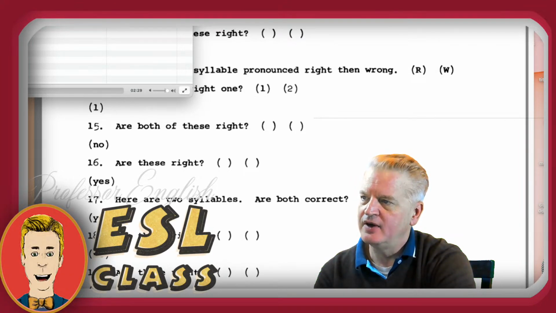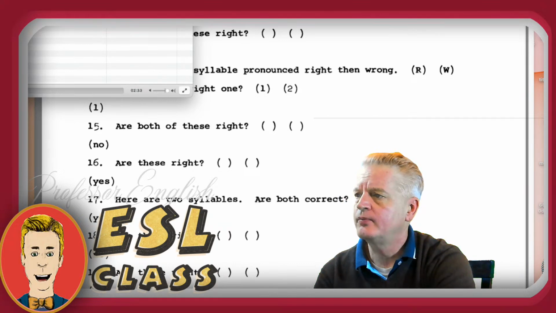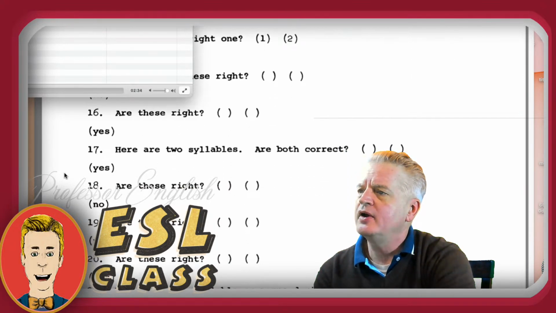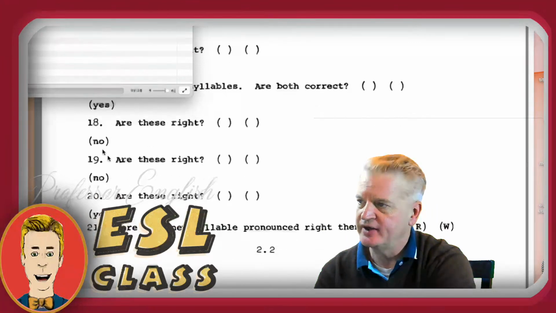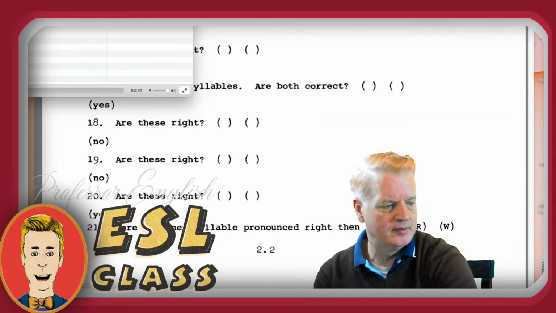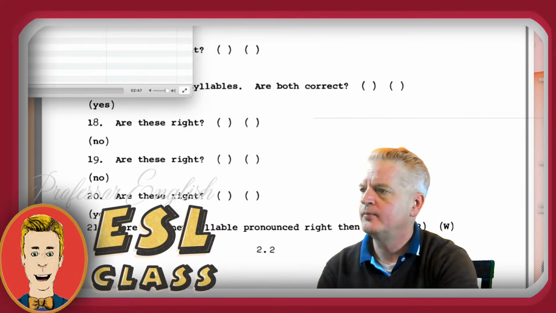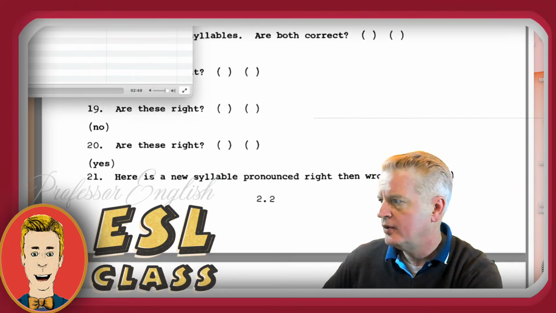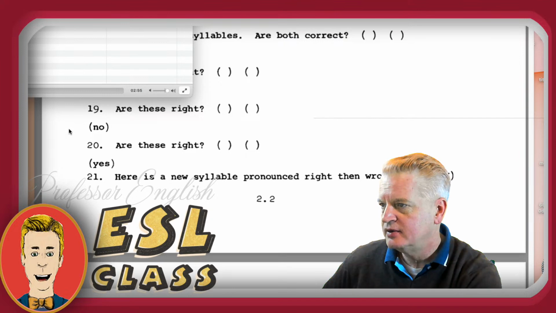16. Are these right? Do, do. 17. Here are two syllables. Are both correct? V, do. Yes, both are correct. 18. Are these right? V. Do. 19. V, do. 20. Are these right? V, do. Yes, those are correct.